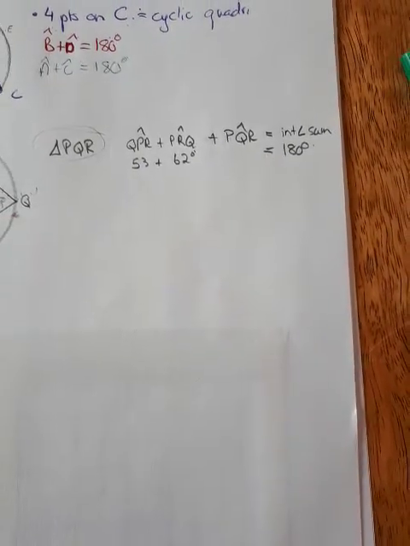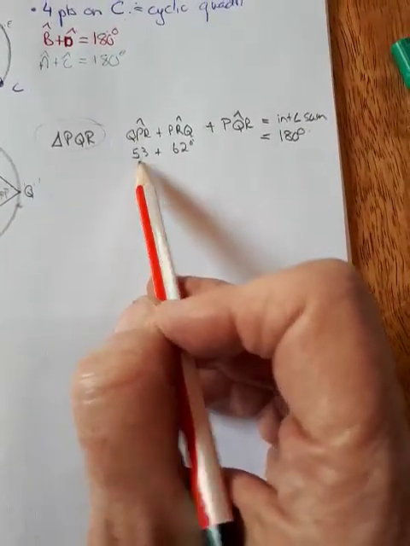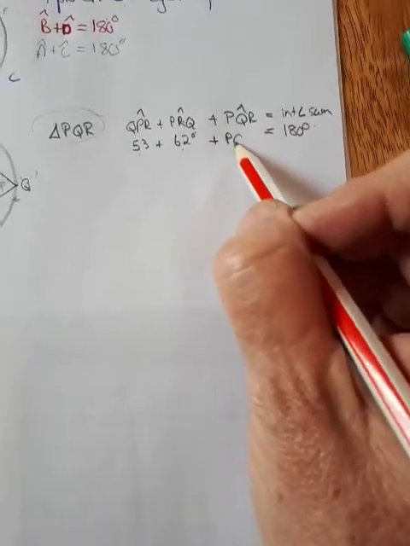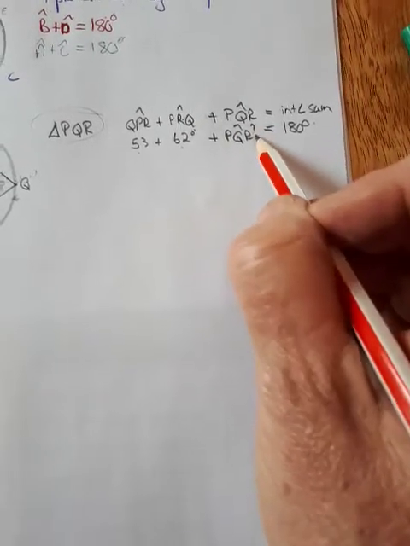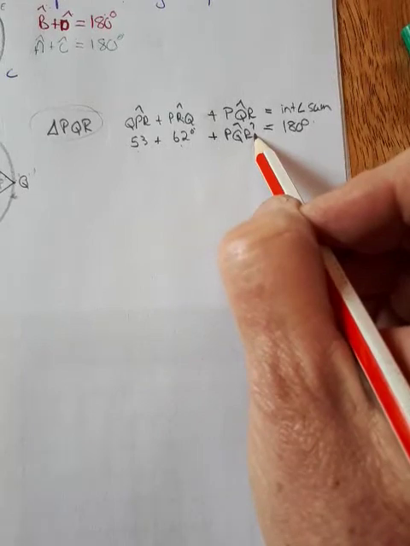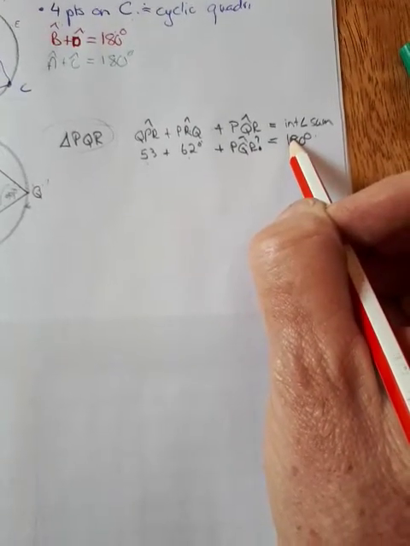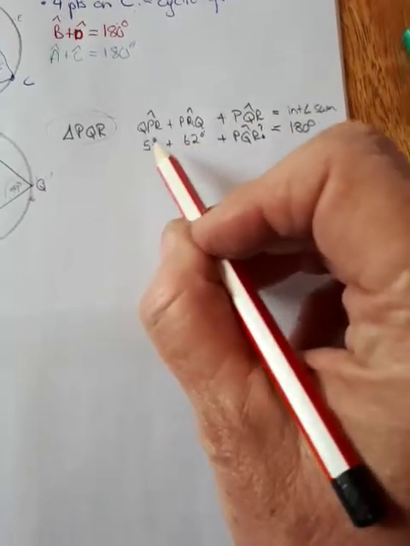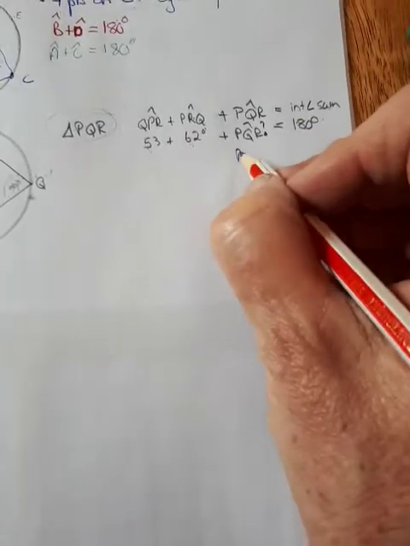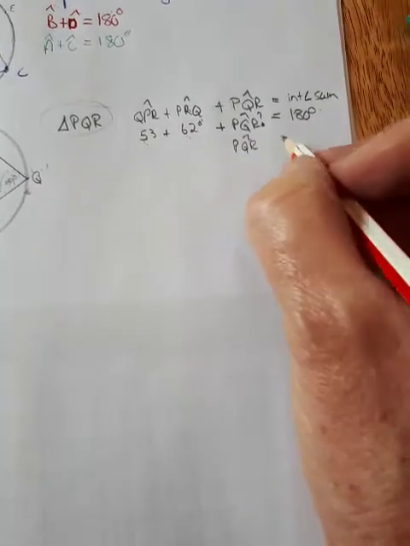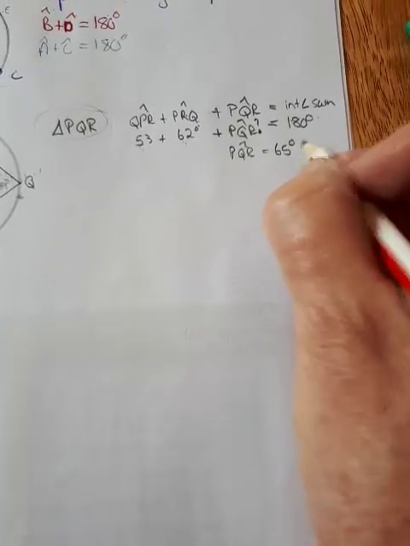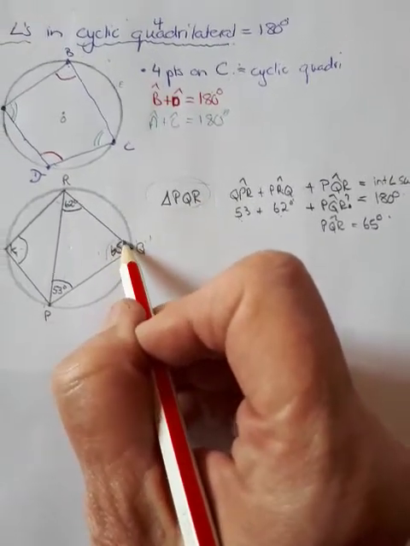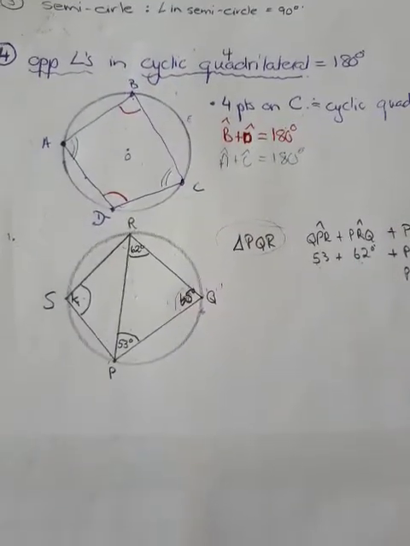So, very easy, people. You have QPR, which is 53. You have PRQ, which is 62, plus PQR, which in fact you want to find, okay, which equals 180 degrees. Now, if you calculate this, then it's 180 minus 62 minus 53. Then you will get that PQR is 65 degrees. Okay, so this one is 65 degrees. And now it's fairly easy, isn't it?